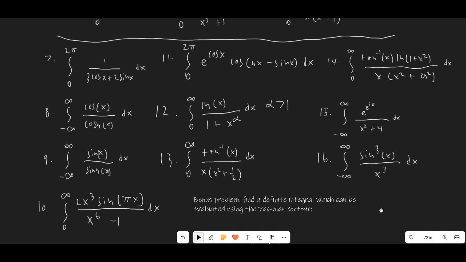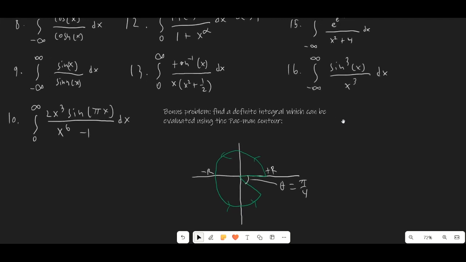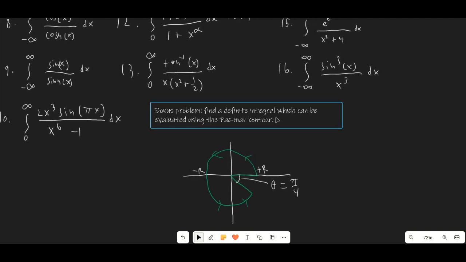So, I have one more bonus problem, which I think is fun. The bonus problem is to find a definite integral which can be evaluated using the Pac-Man contour right here. I do know of a function that can be, a few definite integrals actually, which can be evaluated using this Pac-Man contour, so go ahead and give that a try if you like.